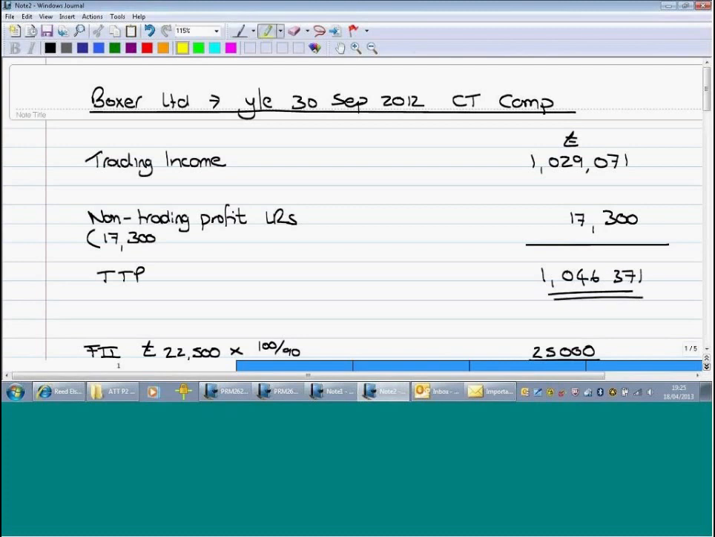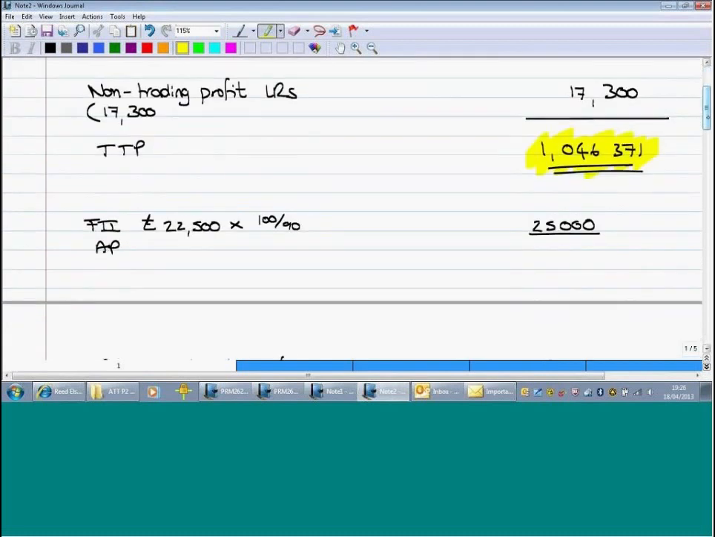And remember, it's this figure that I'm going to tax. But to work out the rate at which I tax it, I need to add to that figure the franked investment income that I've worked out earlier of £25,000, and that gives me £1,071,371 as my augmented profits.